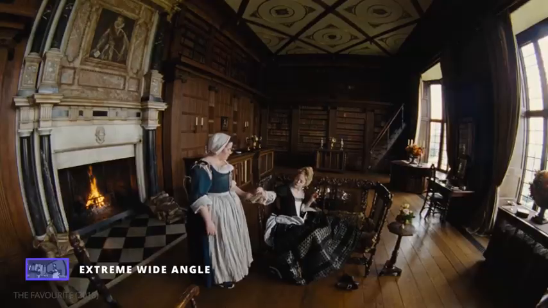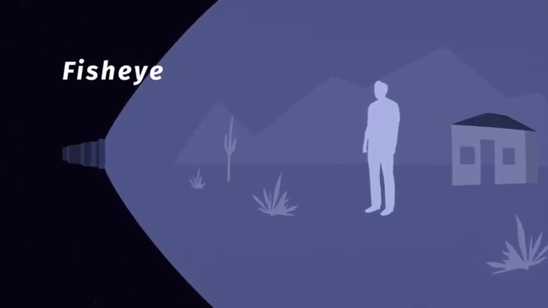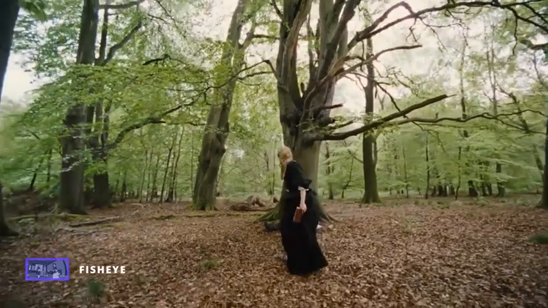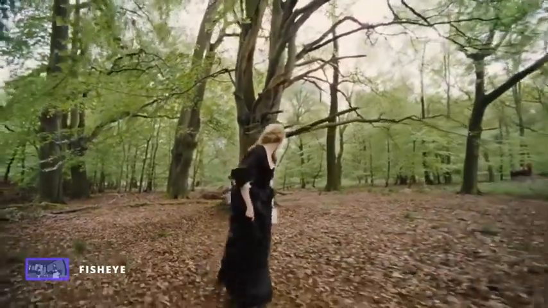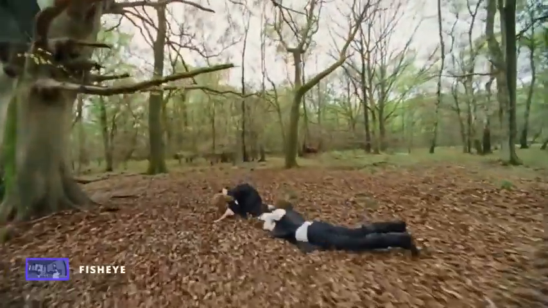Some lenses have distinct distortion and enter the category of fisheye lenses. This scene from The Favourite uses the unnatural perspective of the fisheye lens to underscore the absurdity of these characters.